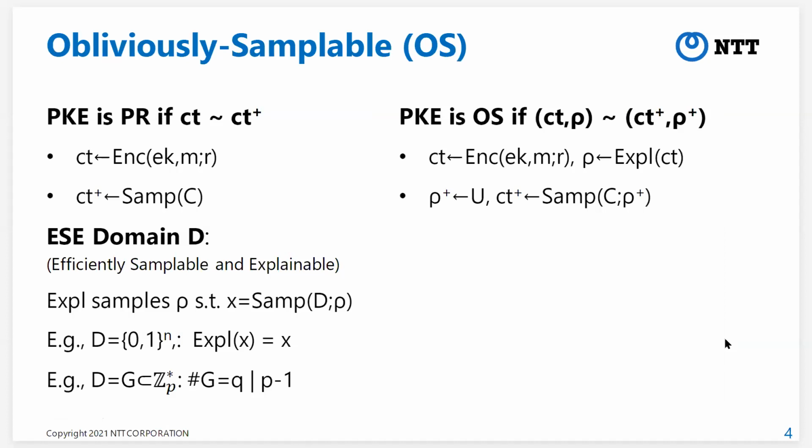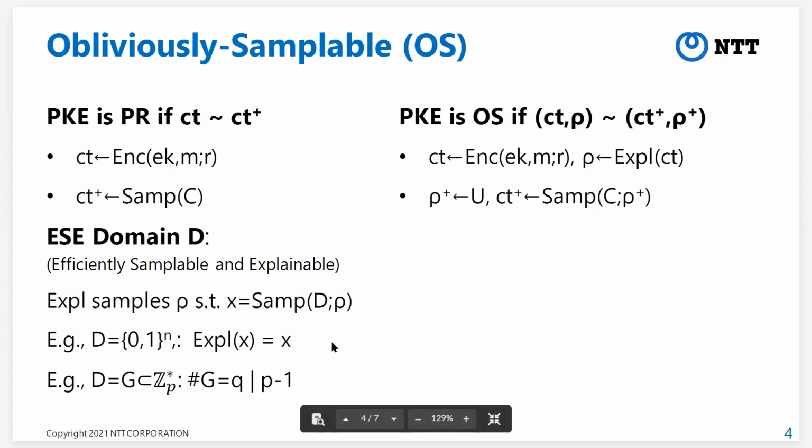So moreover, we want to talk about openability and sampleability. If the public key is pseudo-random, the ciphertext and simulated ciphertext are indistinguishable. In addition, we consider an efficiently sampleable and explainable domain. There is an Explain algorithm and a Sample algorithm with randomness rho. This randomness rho explains how we sample x. This means that x is generated by the Sample algorithm with randomness rho.